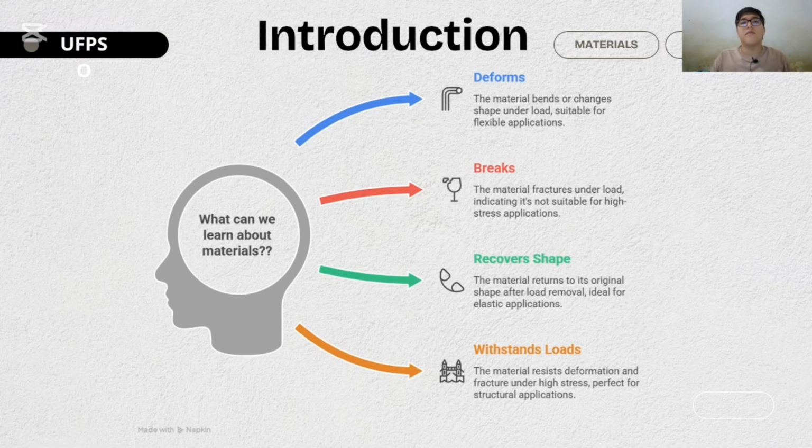Mechanical properties of materials describe how a material responds when a force or load is applied to it. These properties allow us to know whether a material deforms, breaks, or recovers its original shape. That is very important in engineering, construction, and industry because they help in choosing the right material for each application.